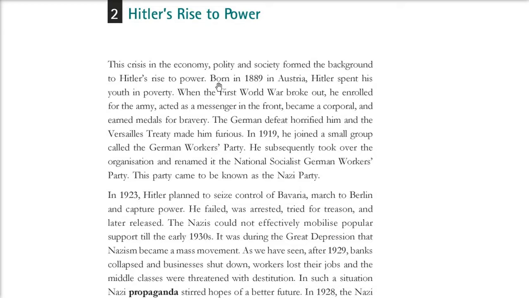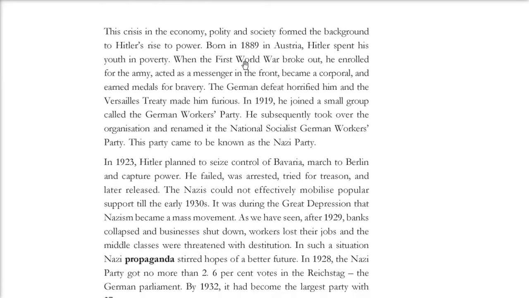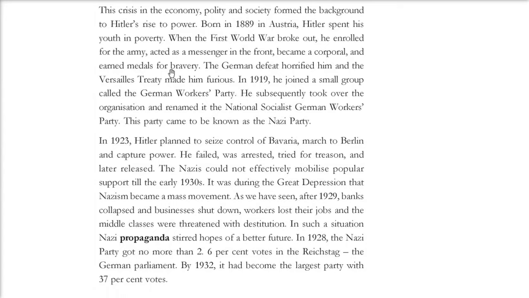There was a crisis in economy, polity and society that were the backdrop of how Hitler rose to power. Hitler, born in Austria in 1889, spent his youth in poverty. When the First World War broke out, he joined the army. He acted as a messenger and corporal and also earned certain bravery medals. When the Germans were defeated, he was horrified and furious because of the Versailles Treaty.